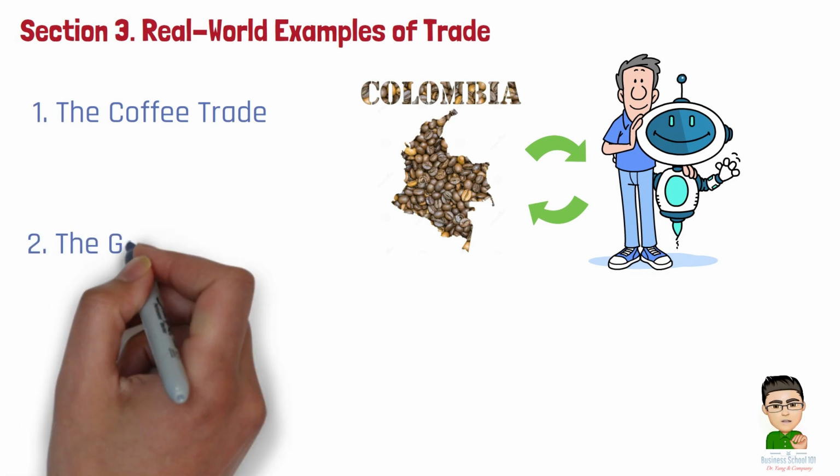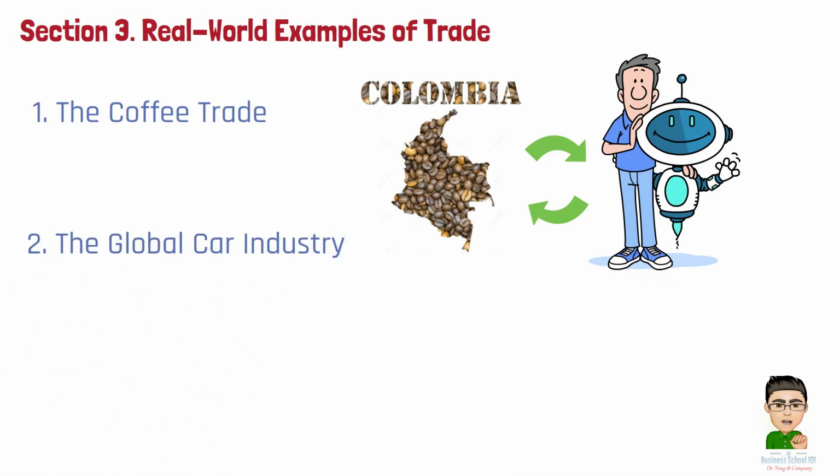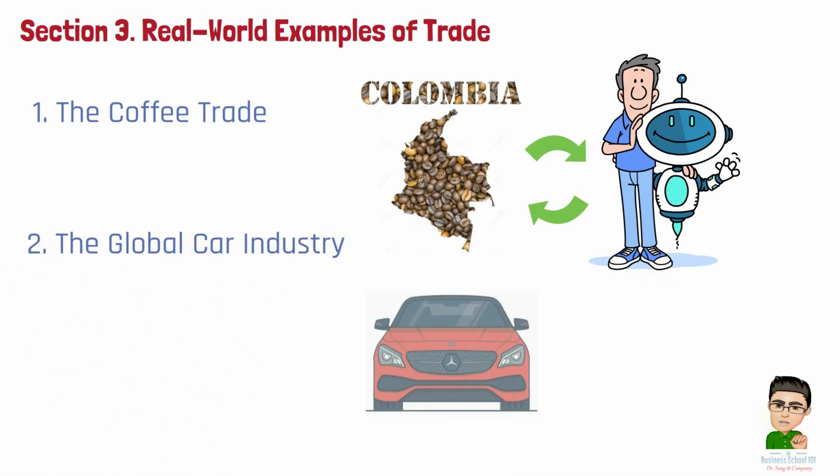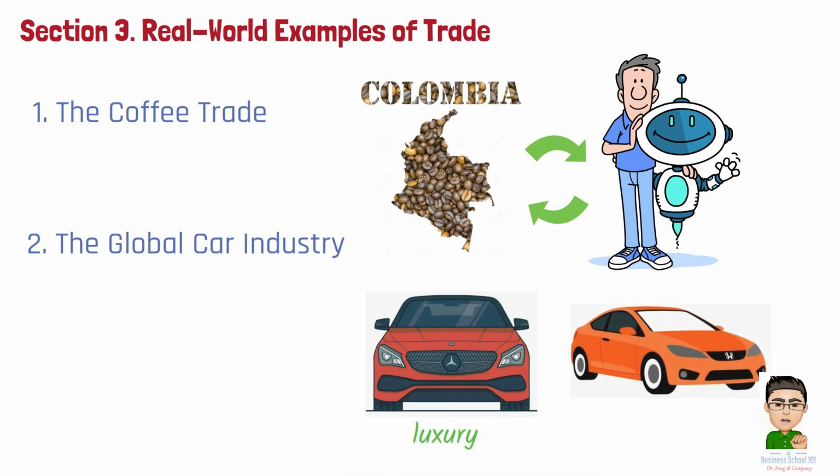Example 2, the global car industry. Germany is known for its high-quality engineering and has a comparative advantage in producing luxury cars. Japan, meanwhile, has developed expertise in producing reliable, fuel-efficient vehicles. When Germany and Japan trade cars with each other, both nations benefit from a wider range of choices and can specialize in what they do best.